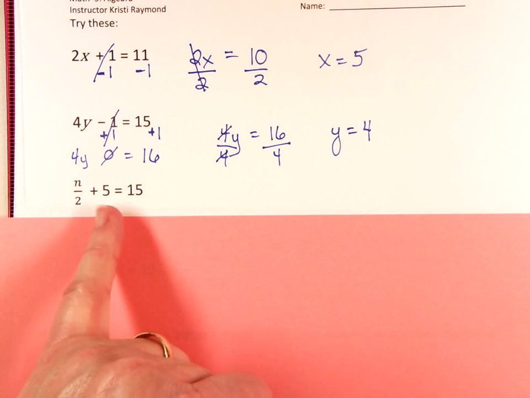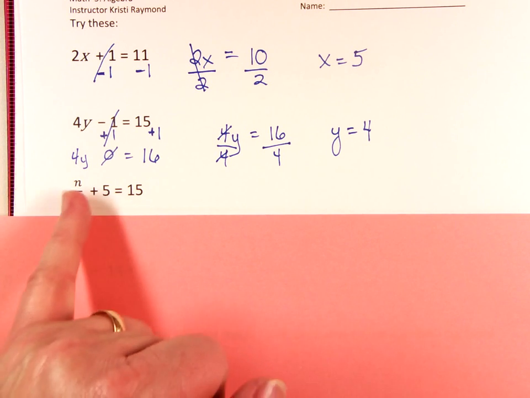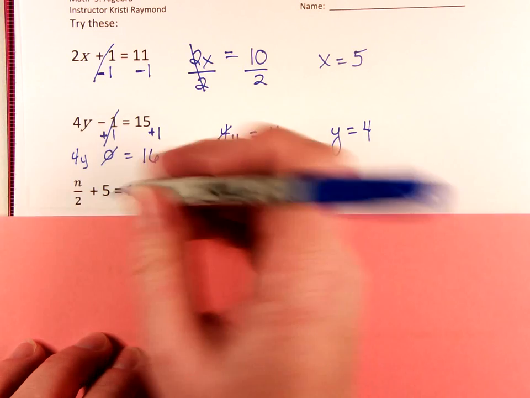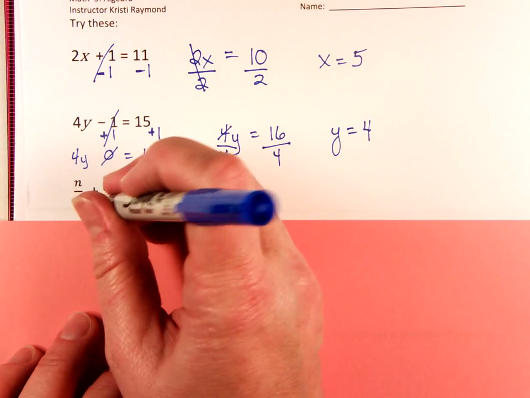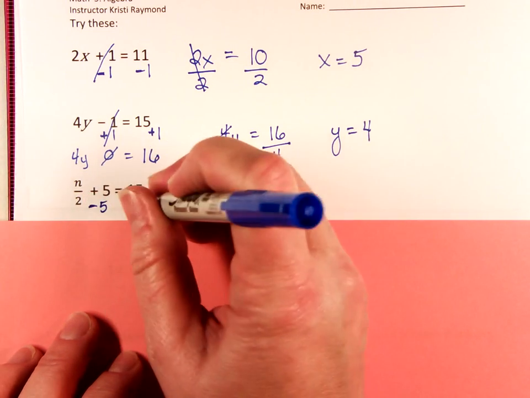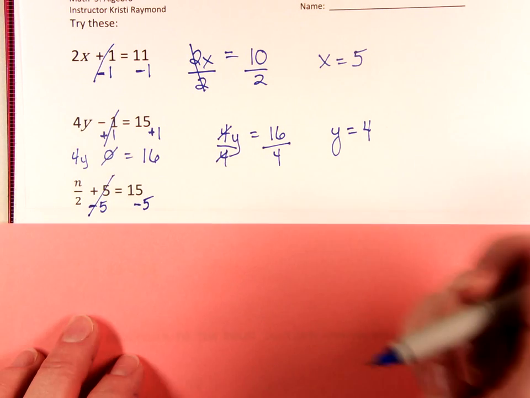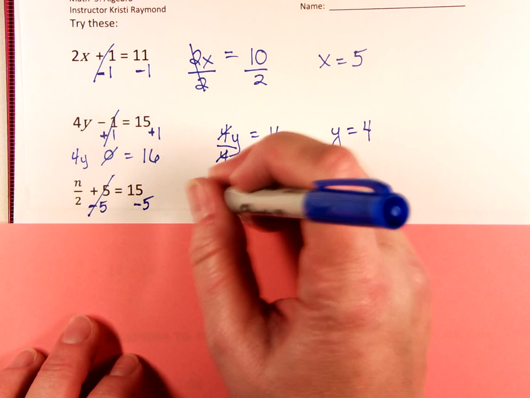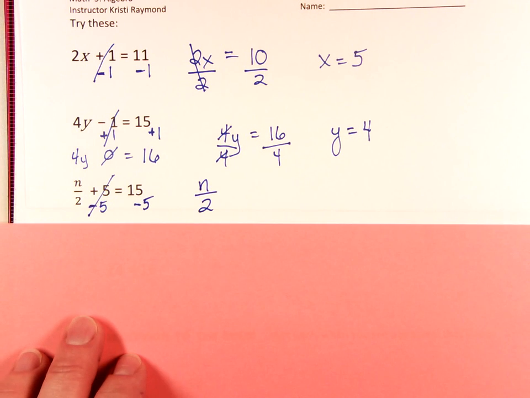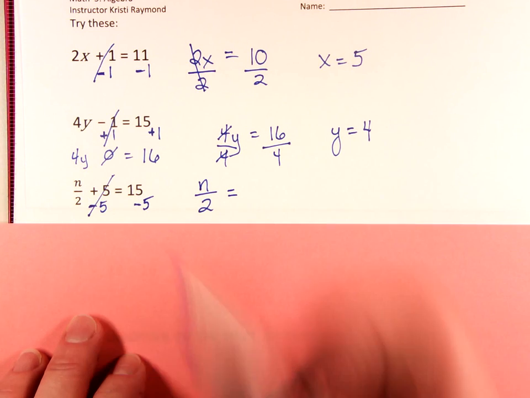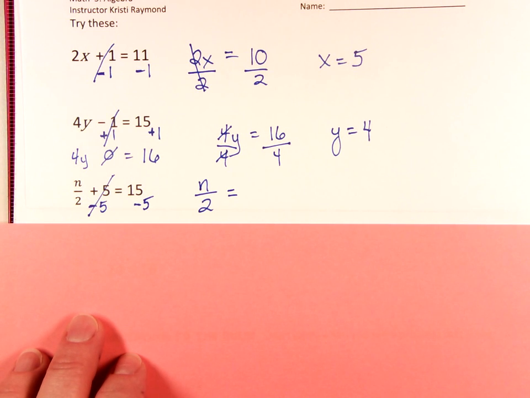That n is stuck to the 2, but then 5 sort of just hanging out there. Let's get rid of it. You've got a plus 5, so do a minus 5 to each side. That lets these cancel out. And I have n over 2 remaining on the left side equals 15 minus 5, which is 10.